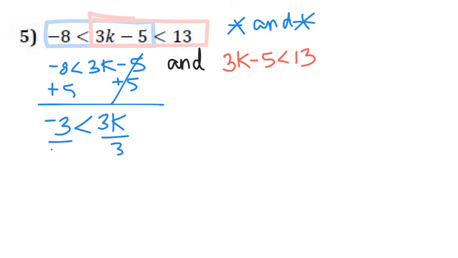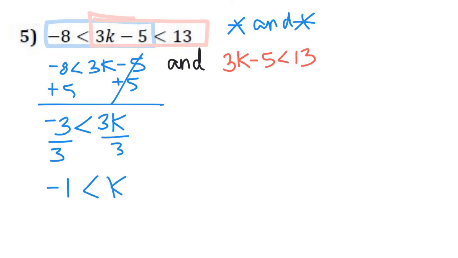And let's go ahead, divide each side by 3. Bring down the k, bring down your inequality sign, and -1. Notice I divided by a positive 3, so I didn't need to switch the inequality sign. So you can read that as -1 is less than k, or if you want to read it the other way, I would call that k is greater than -1.